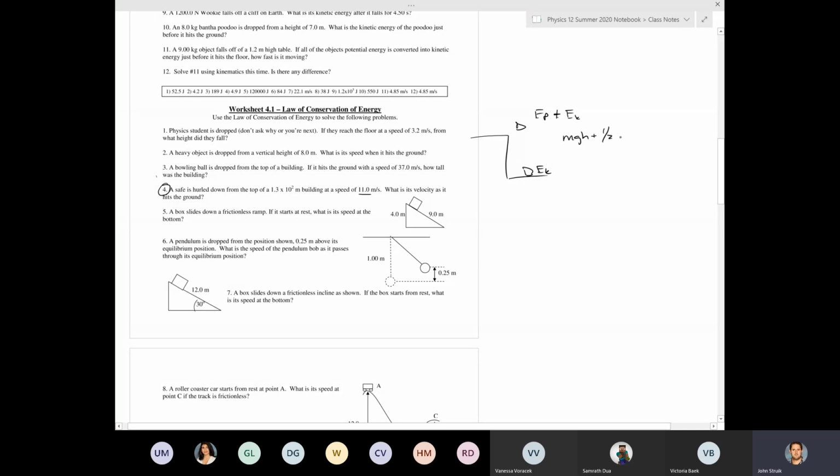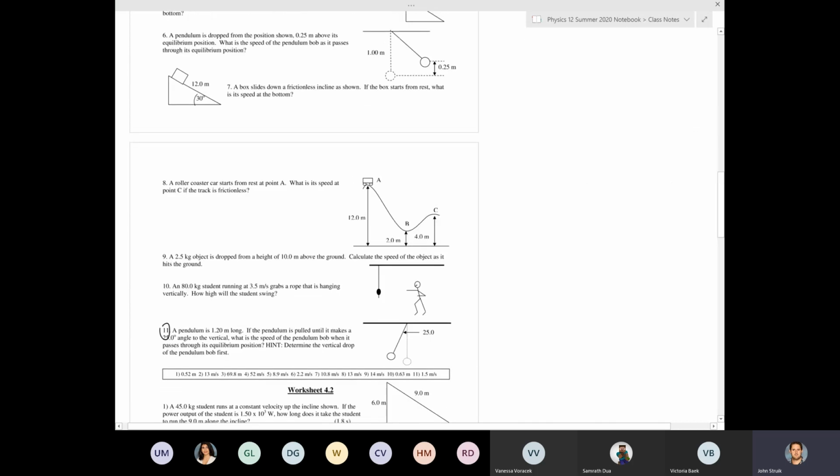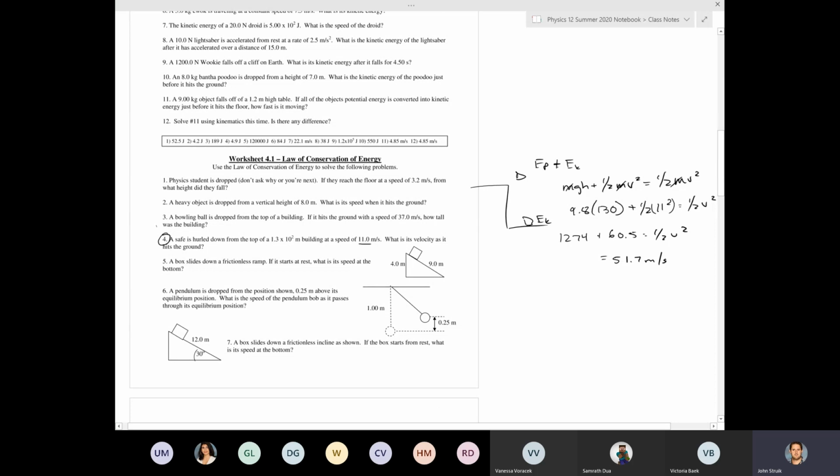So we're going to go MGH plus 1/2 mv squared at the top equals 1/2 mv squared at the bottom. The m's can cancel out. 9.8 times 130 plus 1/2 times 11 squared equals 1/2 v squared. So 9.8 times 130 is 1274, plus 0.5 times 11 squared, which is 60.5, equals 1/2 v squared. Then times 2 and square root, and you get 51.7 meters per second. Hopefully that answer is somewhere like that. Yeah, 52. Because it's being thrown downwards as well, it has EP plus EK.